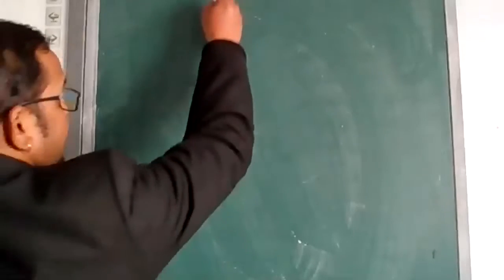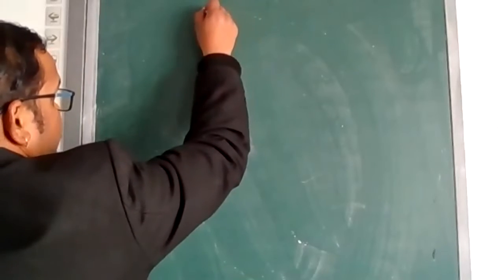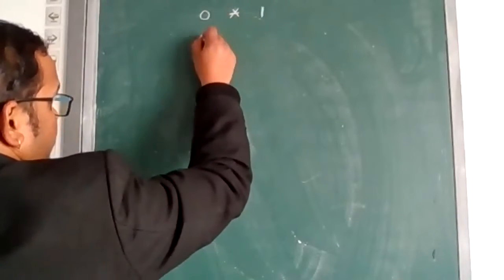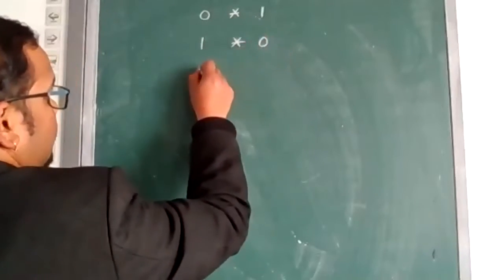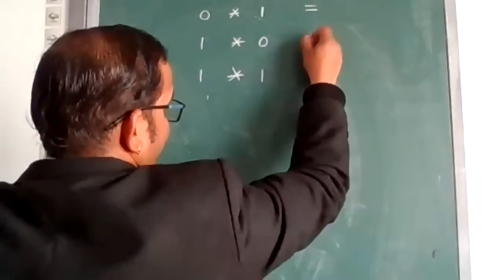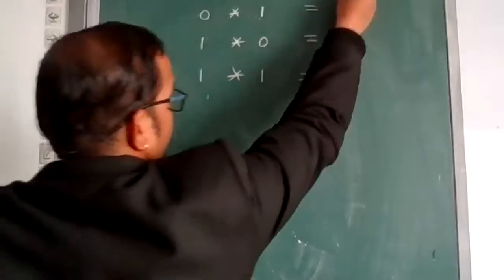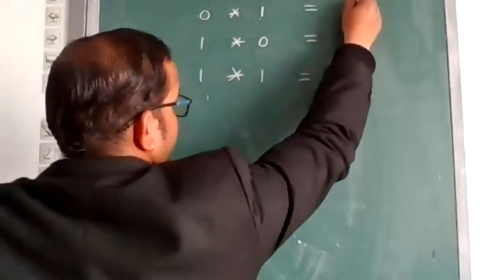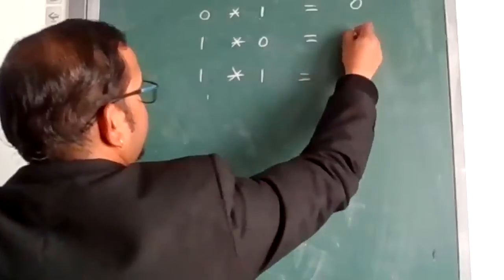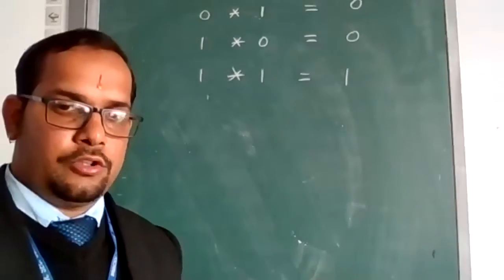Binary numbers. The rules for multiplication are 0 into 0, 0 into 1, 1 into 0 and 1 into 1. This is same as maths. Just like in maths, it will be the same here too. 0 into 0, result is 0. 0 into 1, result is 0. 1 into 0, result is 0. And 1 into 1, result is 1.